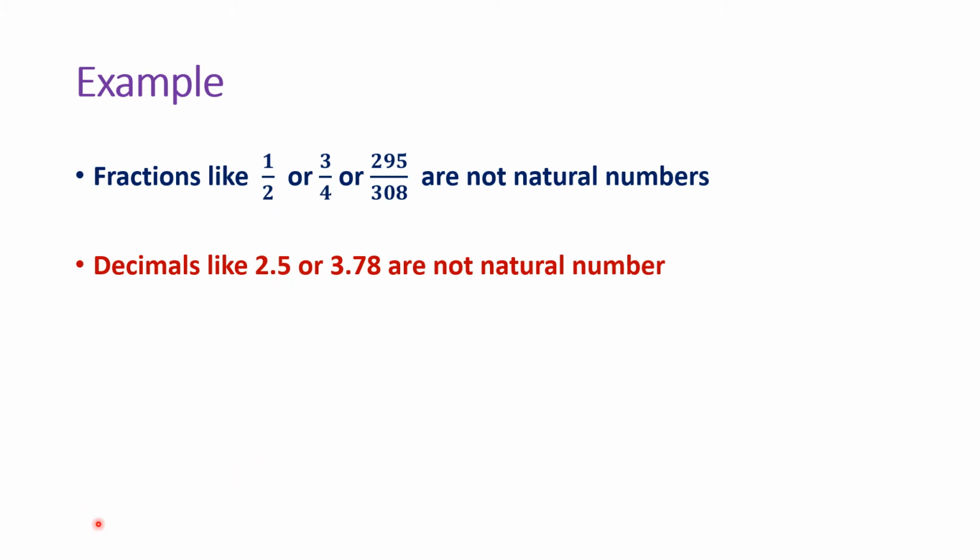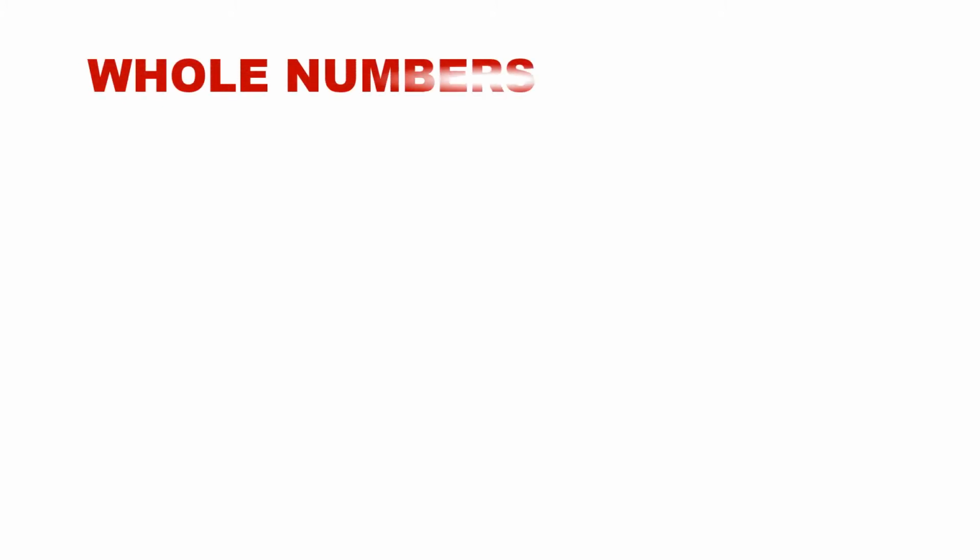0 is not a natural number because our natural number list starts from 1 only. 1, 2, 3, 4. We don't have 0. So 0 is not a natural number. So remember this.